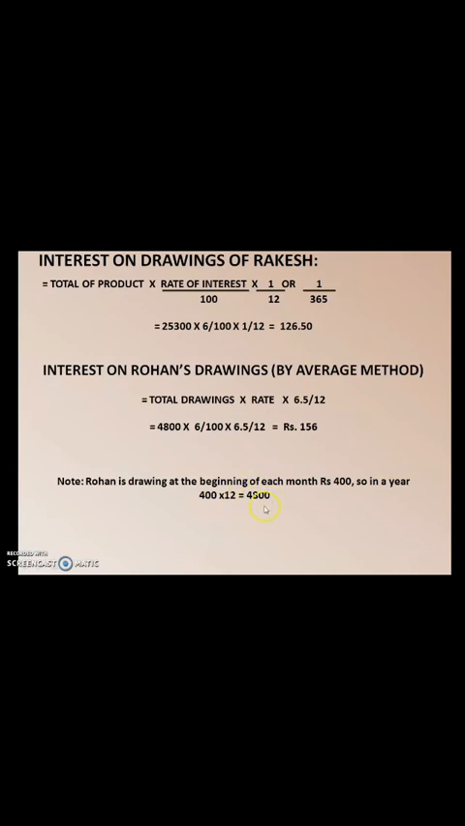So this is the total drawing of 1 year related to Roshan's drawing. Okay, 4,800 is the amount which is withdrawn every year by Roshan. Into rate is given as 6%, so 6 by 100 into, because it is beginning of every month, as per that 6 cases you have to write the month, that is 6.5 divided by 12. Doing this, the answer what you will get is 156. So this is the way you have to do this problem.